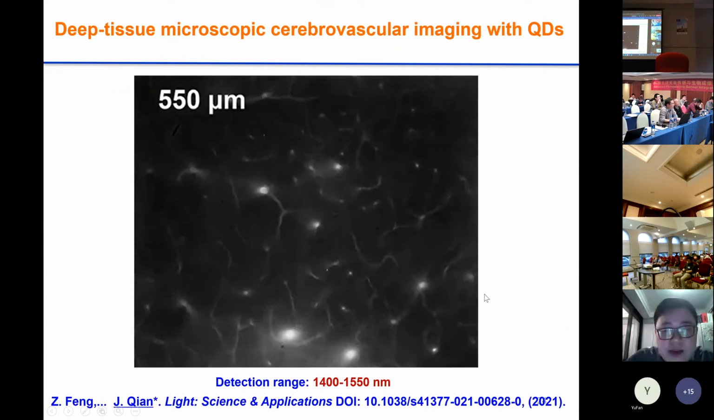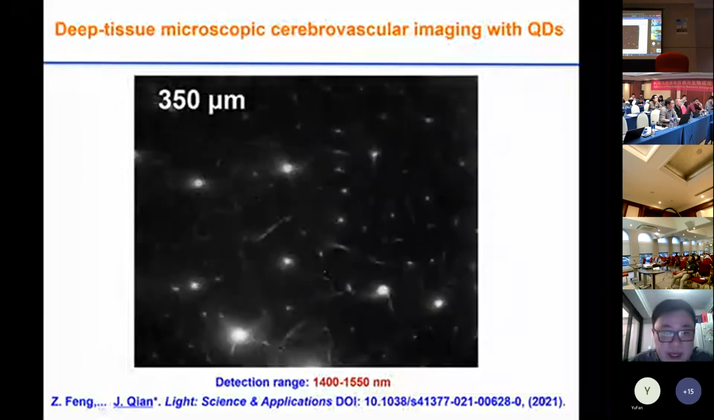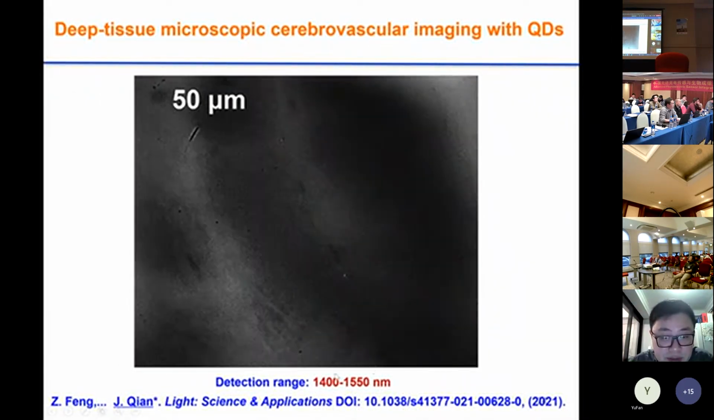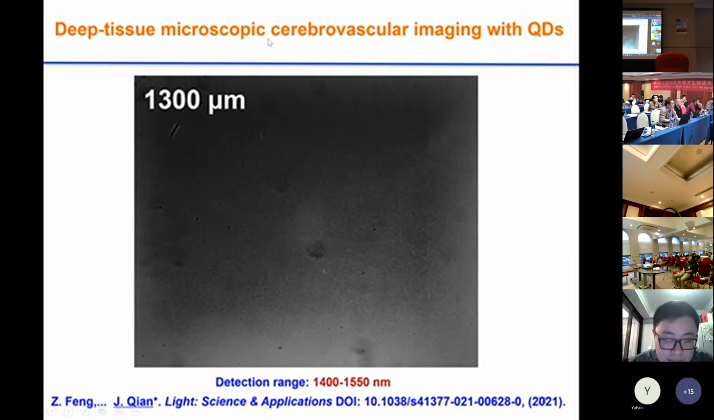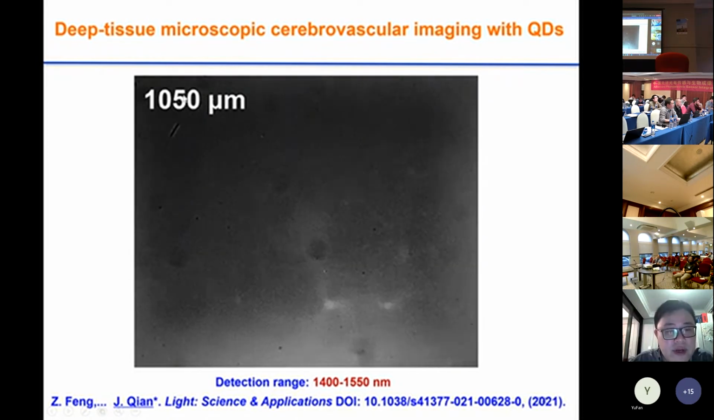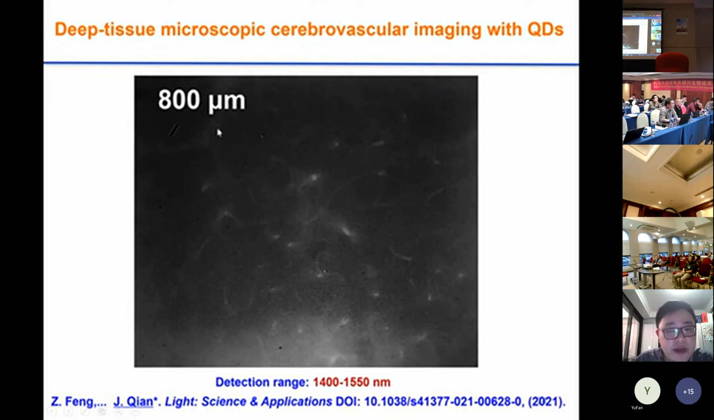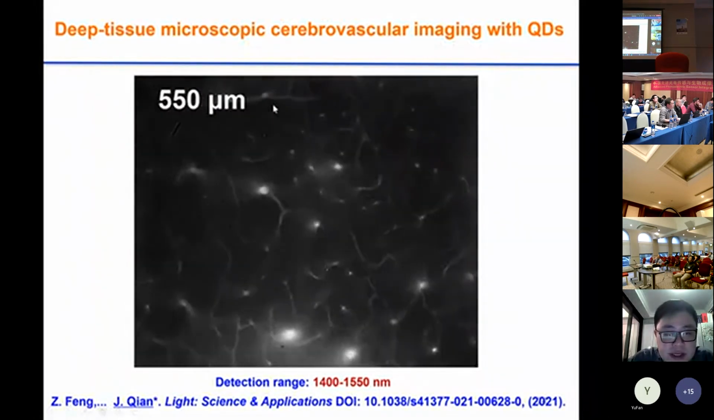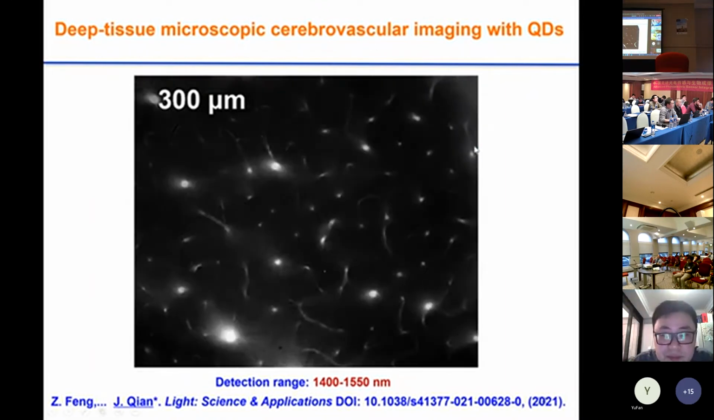And here is another example. Here we used a fluorescent probe named quantum dots. It can give out very bright fluorescence in this near NIR-II window. Then we did the wide field near NIR-II microscopic imaging. Here we can see the imaging depth can reach around 1.3 millimeters. This depth is very large, comparable to that in 2-photon or even 3-photon fluorescence microscopy.